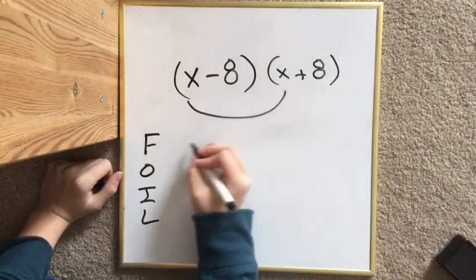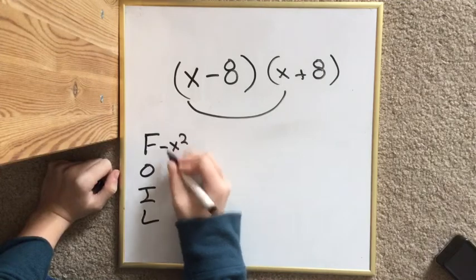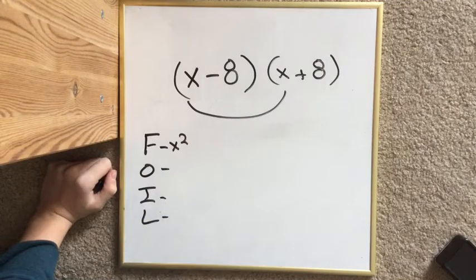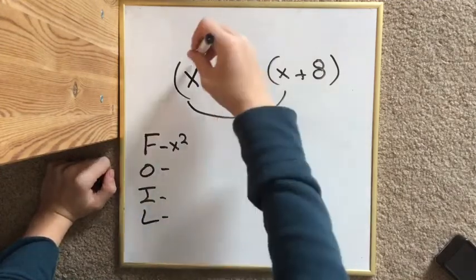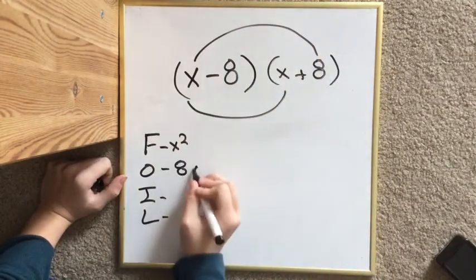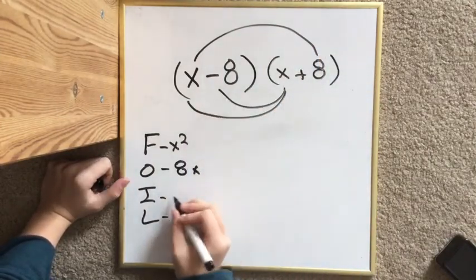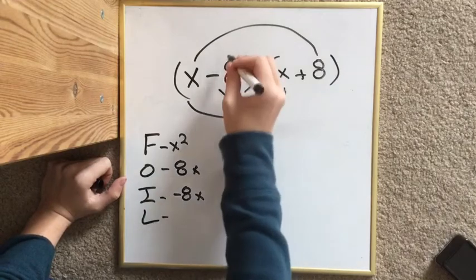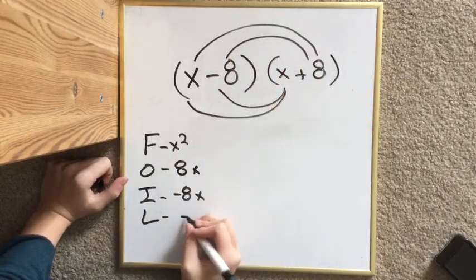You know that. But let's just go and show a little more why we do not need to FOIL this equation. So the first terms, x times x, x squared. Sorry about the dashes again. They are not negative signs. Okay. Plus 8x minus 8x minus 64. Okay?